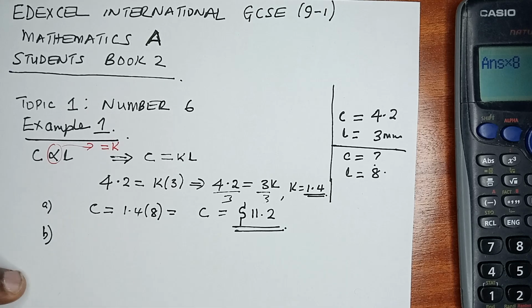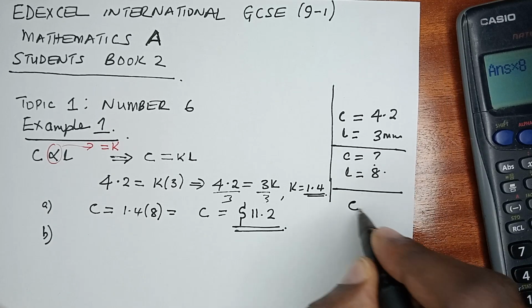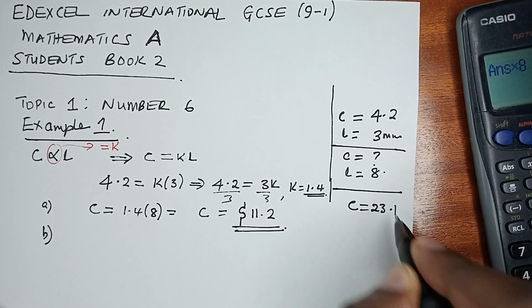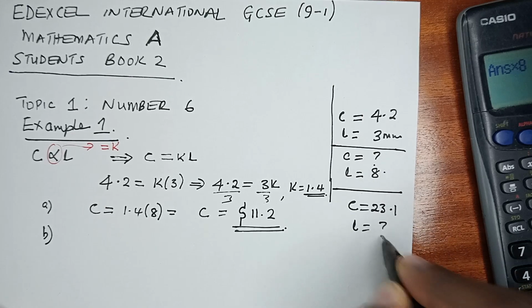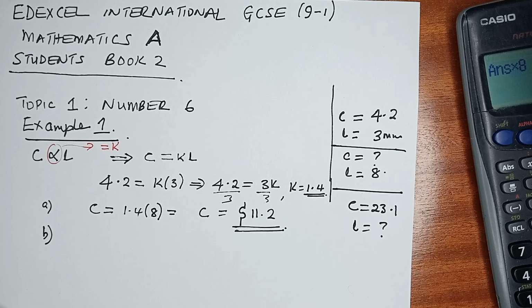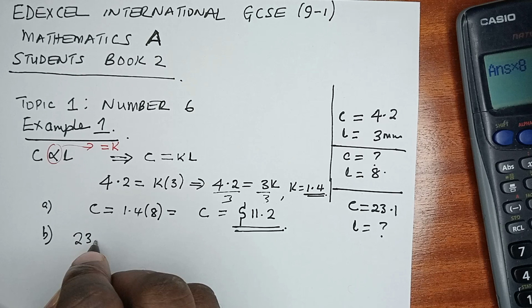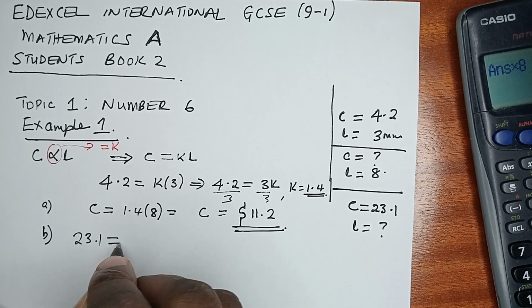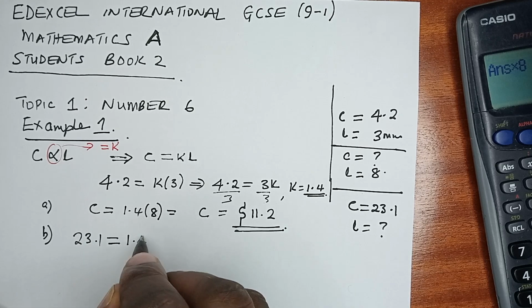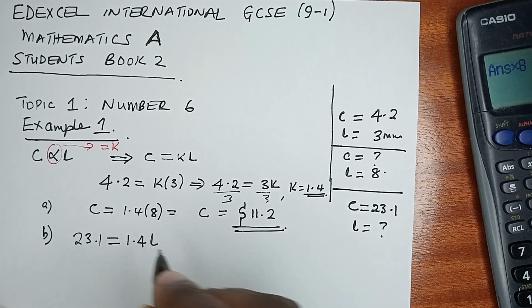Part B of the question, a call costs $23.1. How long is it? In this case, we have the cost, which is 23.1. The length is what we are calculating. Again, substituting this information in the formula, we have 23.1 is equal to K, which is still 1.4, times L. It is L we are looking for. We don't know L. So how do we get L?